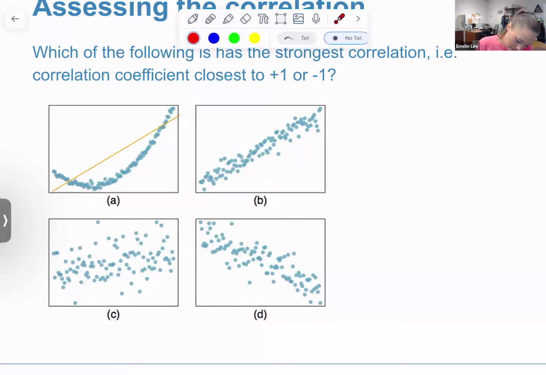Now, here, here and here, these points are very close to this straight line, right? But the rest of the points are very far off. And so although this is a very strong non-linear relationship, the correlation wouldn't be strong because it talks about how close the points are to a line.